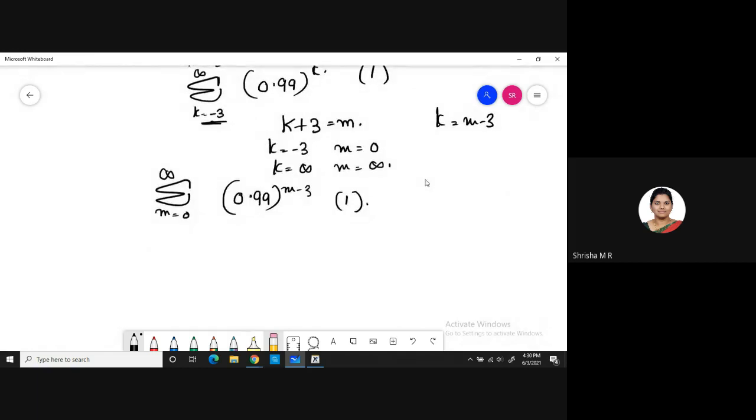Now I will split this. I'll take 0.99 to the power of minus 3 outside and summation of m is equal to 0 to infinity, 0.99 to the power of m. Solve and tell me what you will get.